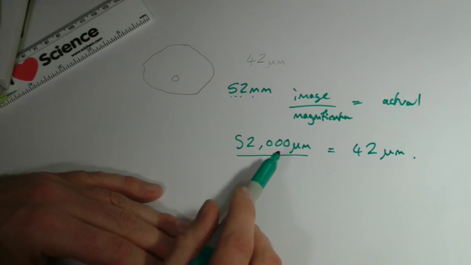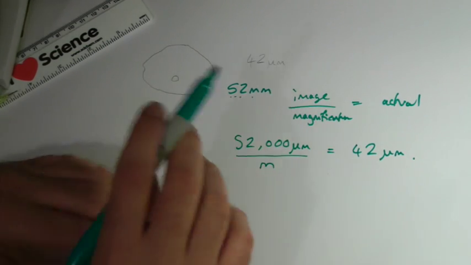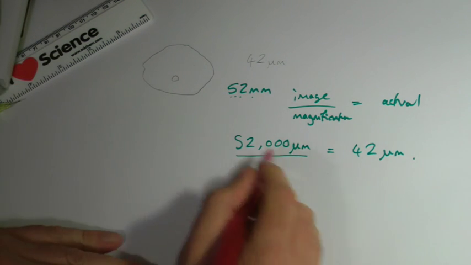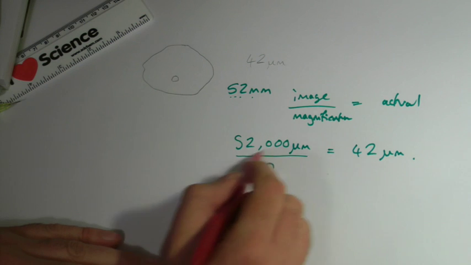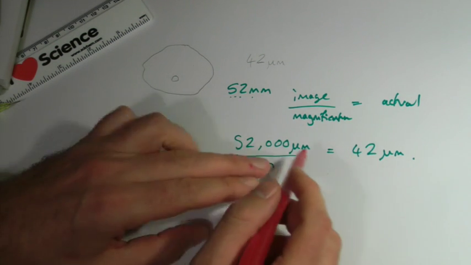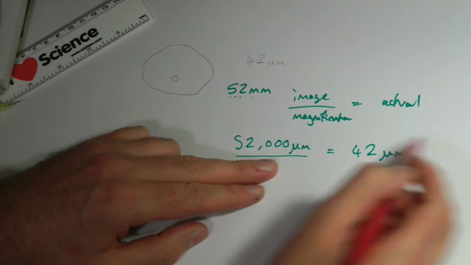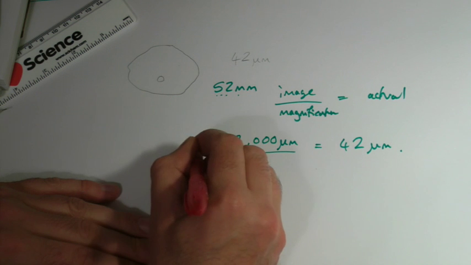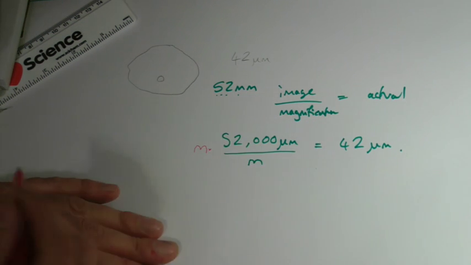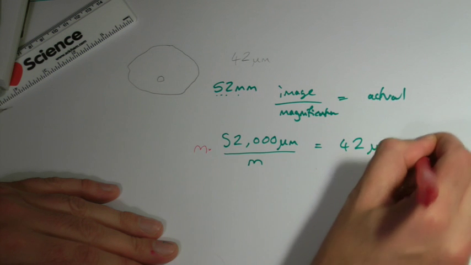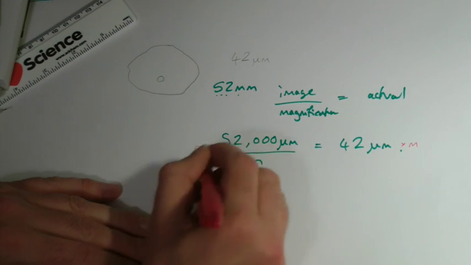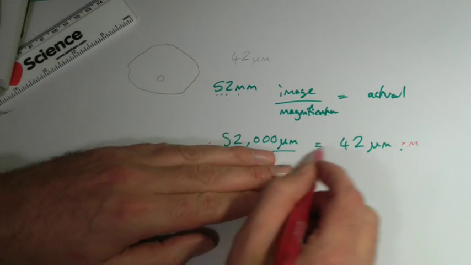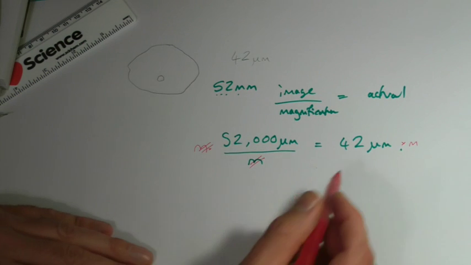Now, depending on your maths, you might go, oh, I know how to rearrange that. It's not a problem. I'm just going to go through the steps for it. What we do is the same to both sides. I want to get rid of this M. What I'm trying to do is make my formula into a nice even straight line, because it's a lot easier to work with. How do I get rid of the M? If I multiply both sides by M, M times that, and M times that over there, I can cancel that out. So now I've got 52,000 micrometers equals 42 micrometers times my magnification.